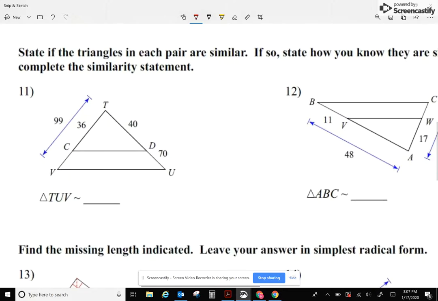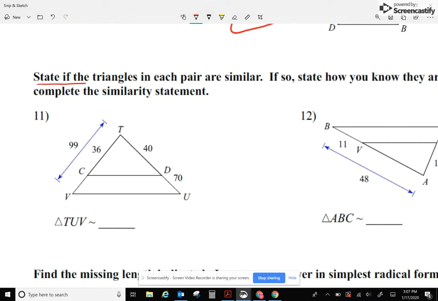Now looking at question number 11. We want to know if the triangles in each pair are similar. We have 3 rules. Side, side, side, I will be using all 3 sides. Side, angle, side, I'm going to be using 2 sides and the angle in between. Or angle, angle, I'm going to be using 2 angles per triangle.